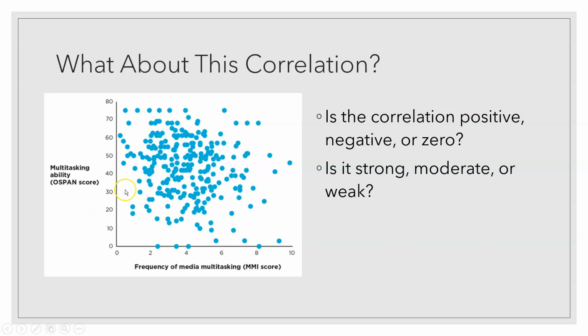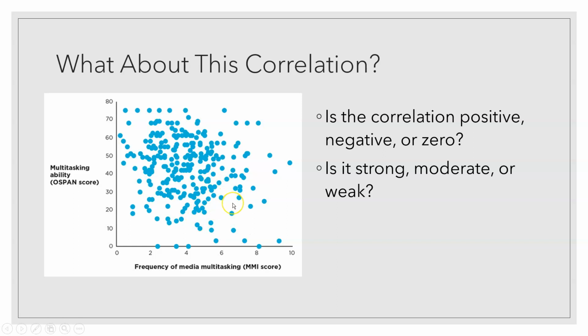So first of all, if we want to answer this question, let's pay attention to where all of the dots tend to be scattered. You'll notice there's a very gentle trend, it's hard to discern, but we do see that as O-span scores increase, the frequency of multitasking decreases. Likewise, the lower our O-span score is, the more likely we are to see people engaging in media multitasking. So odds are pretty good that this is a negative correlation.